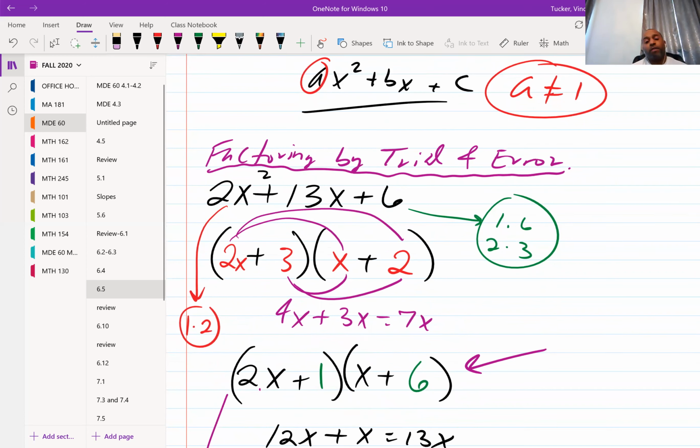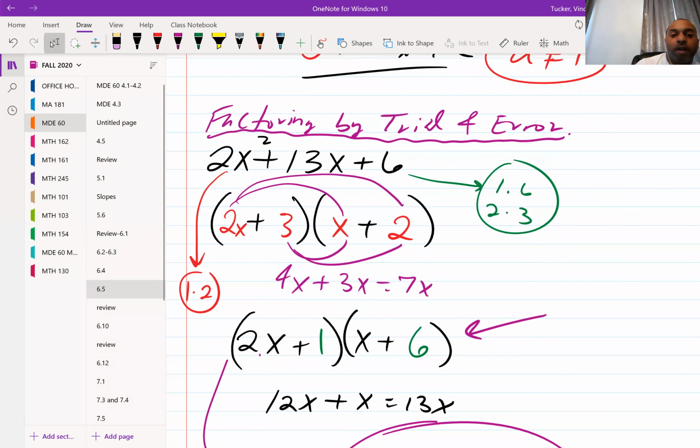So what I decided to do here in this one was to, instead of using 3 and 2, I used 1 and 6. Because remember, I'm trying to get to 13. The quickest way to get to 13 is by doing 2 times 6. So like I said, certain things like that will come to your mind the more and more you do that, and the more and more you use factoring by trial and error.